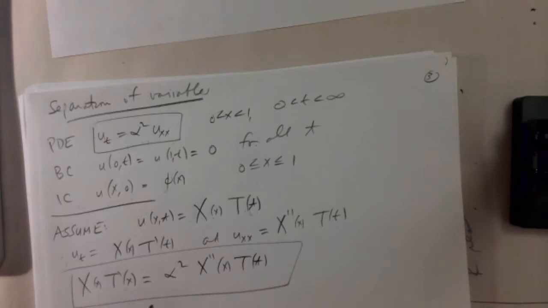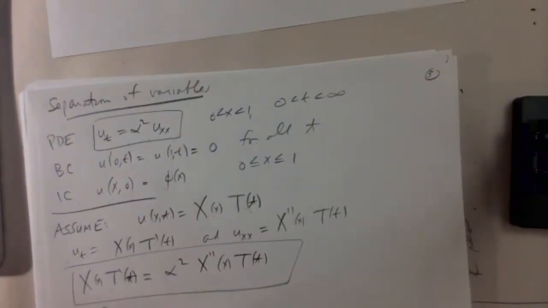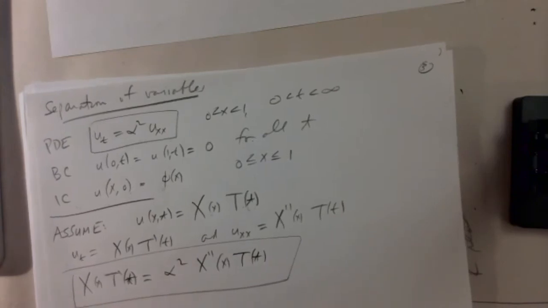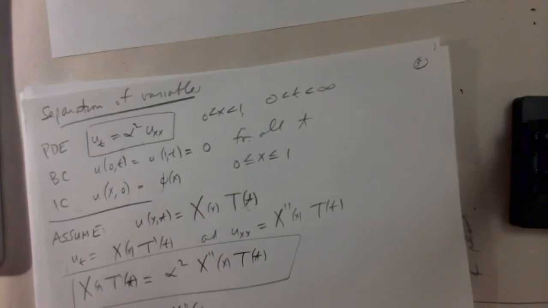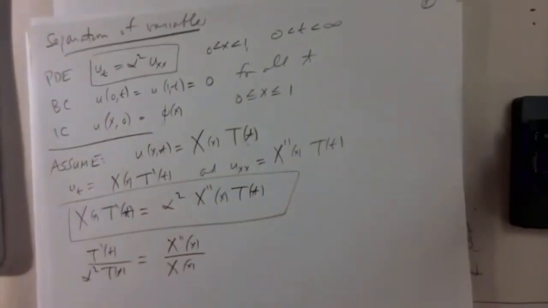And we can put all the t's on one side and all the x's on the other. This is T prime of t over alpha squared T of t equals X double prime of x over X of x. So if you can separate variables, you have this relation. This is a function of t, this is a function of x. For these to be equal means that these are constant.